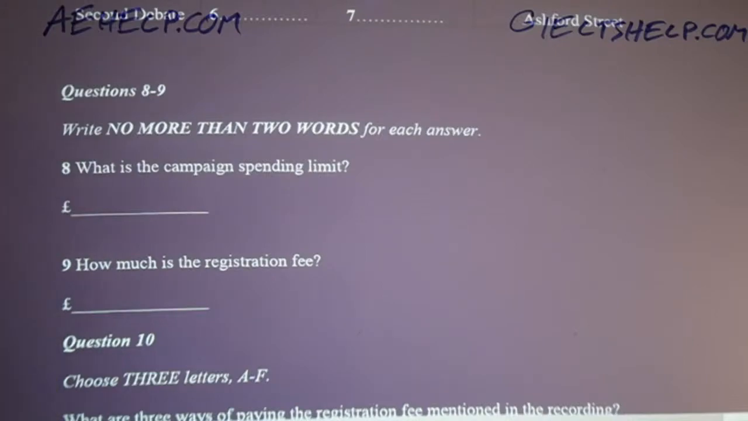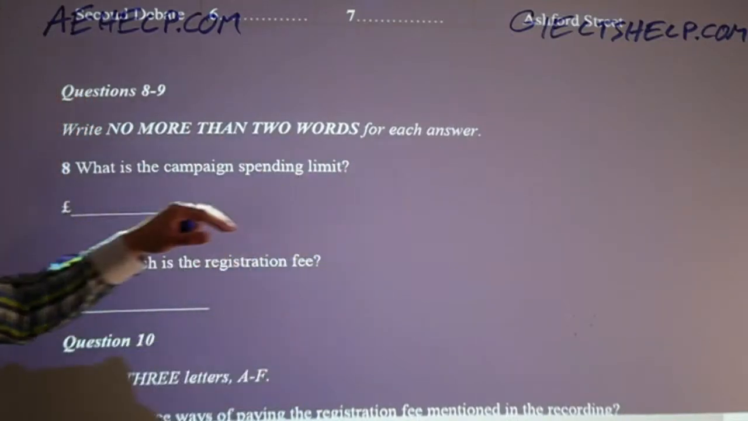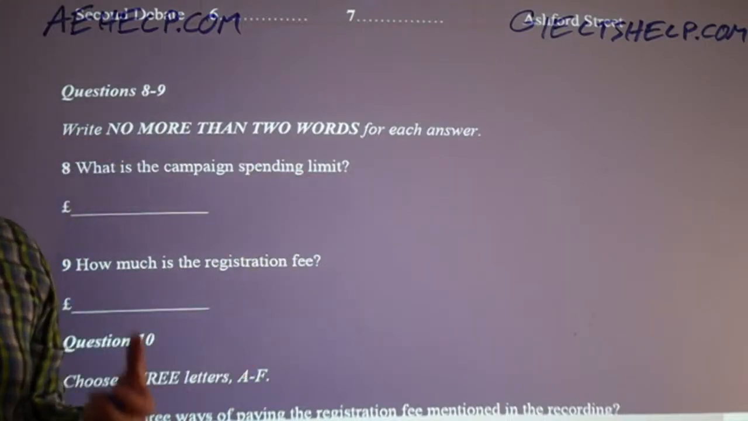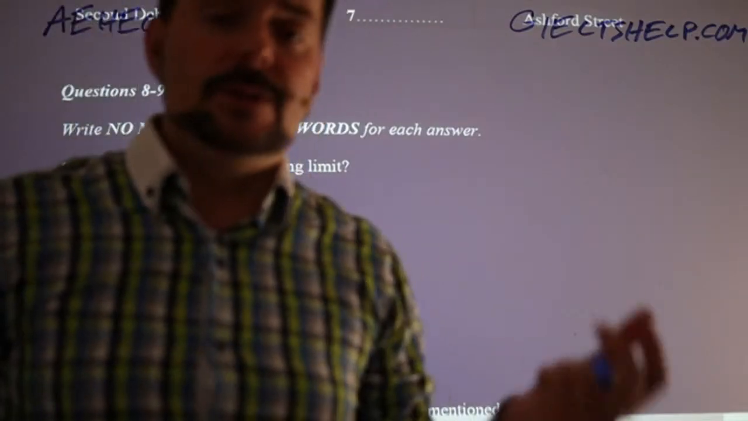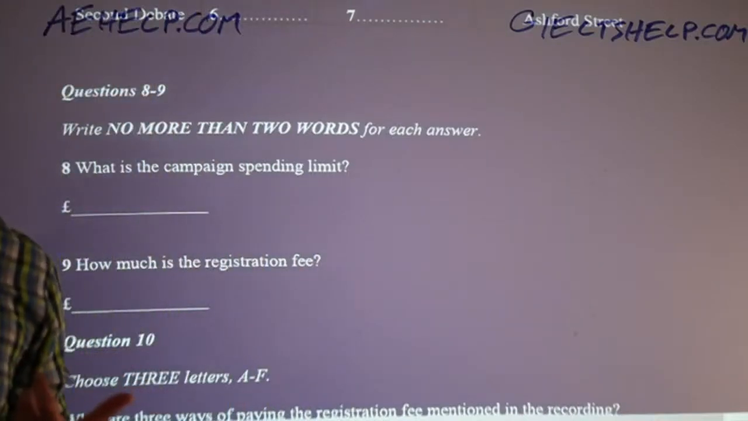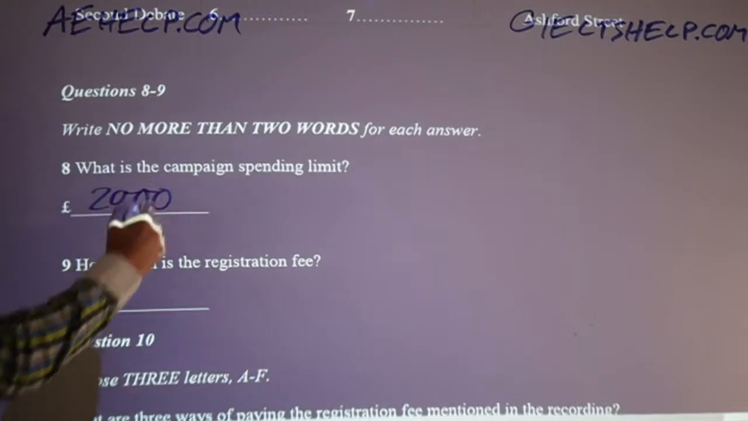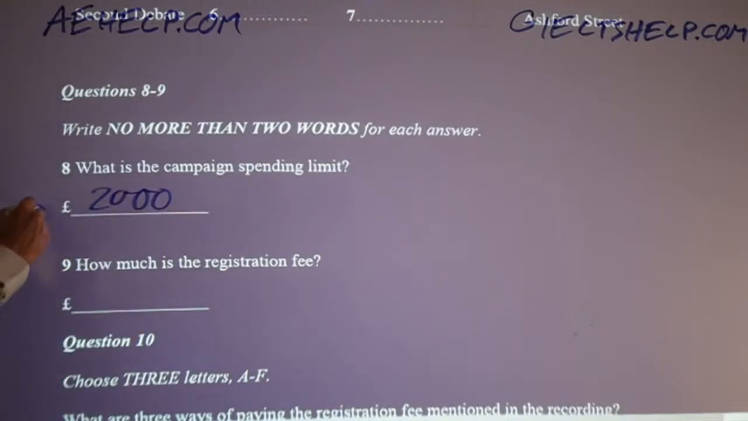Okay. All right. So questions 8 to 9, write no more than 2 words for each answer. What is the campaign spending limit? So there's a maximum amount that somebody can spend on their campaigns to make it fair for everyone. Bakrat says it's 2,000, and Bakrat is right. No need to write pounds because we have pounds right there. Okay.